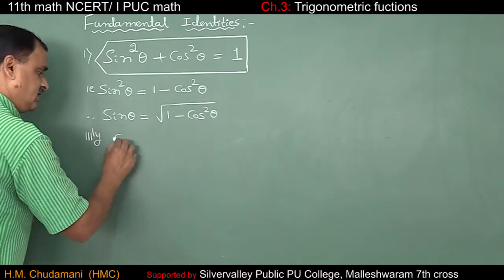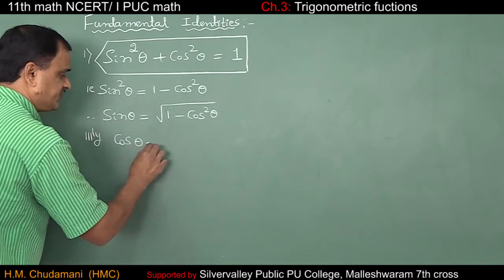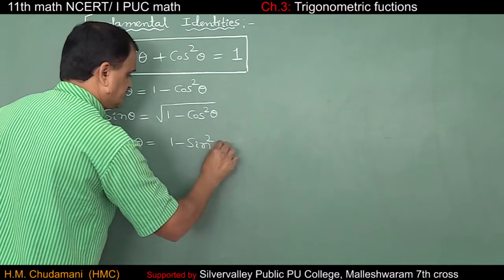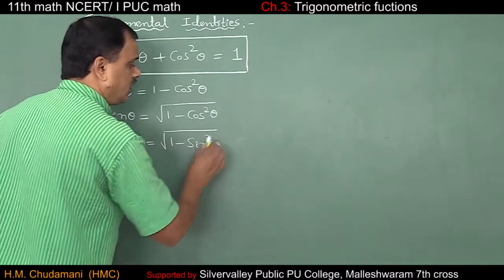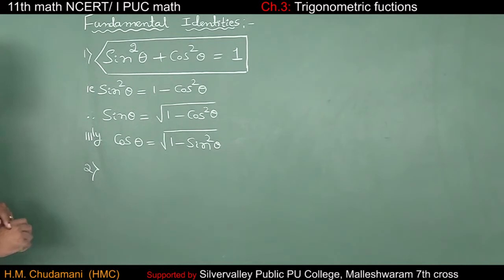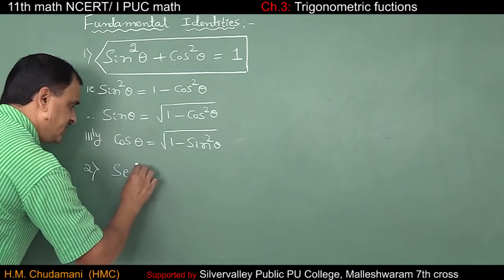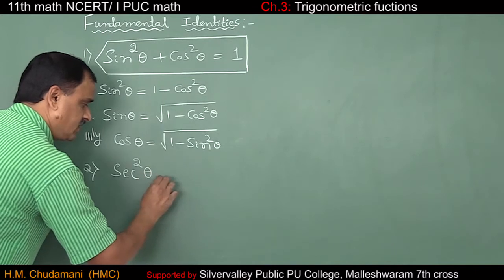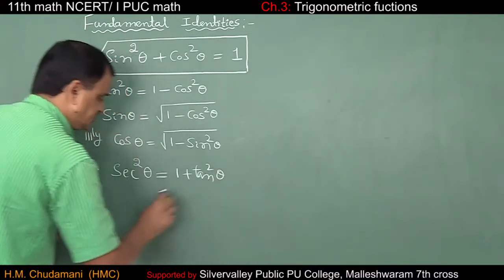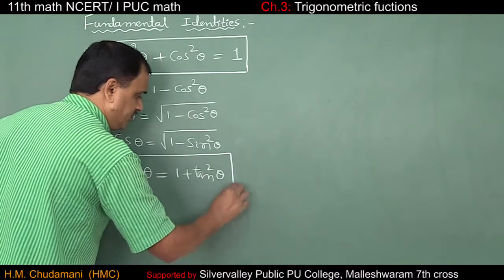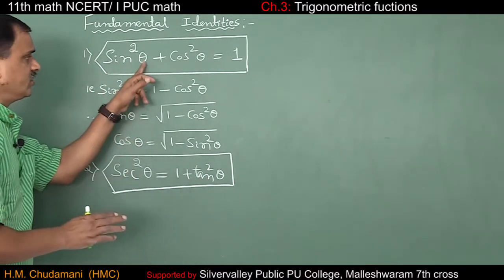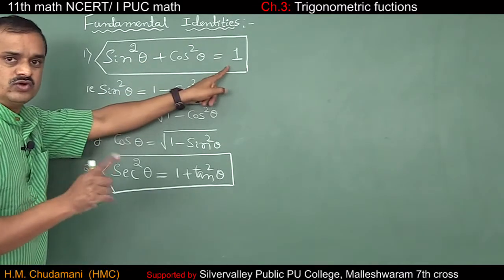Similarly, cos square theta is equal to 1 minus sin square theta. Therefore, cos theta is equal to root of 1 minus sin square theta. That is the first identity. Now we have the second identity: secant square theta is equal to 1 plus tan square theta. This identity is true for all the values of theta.